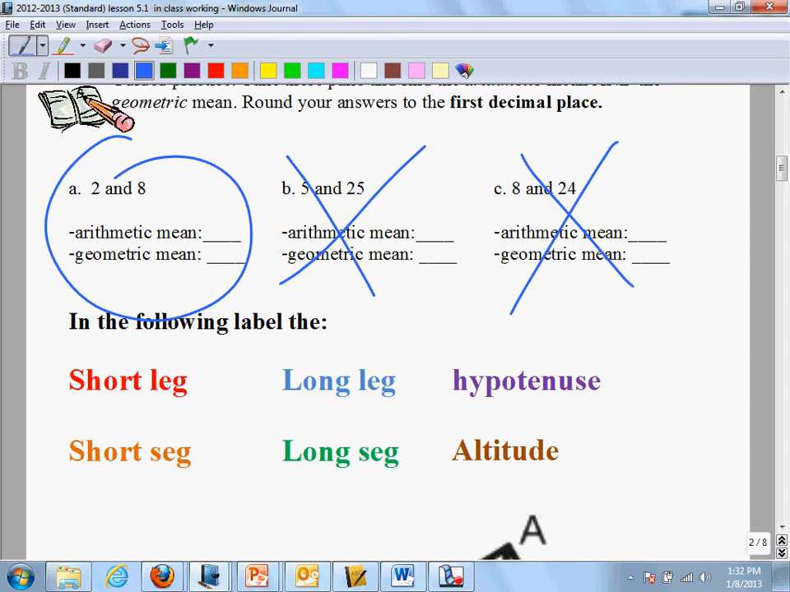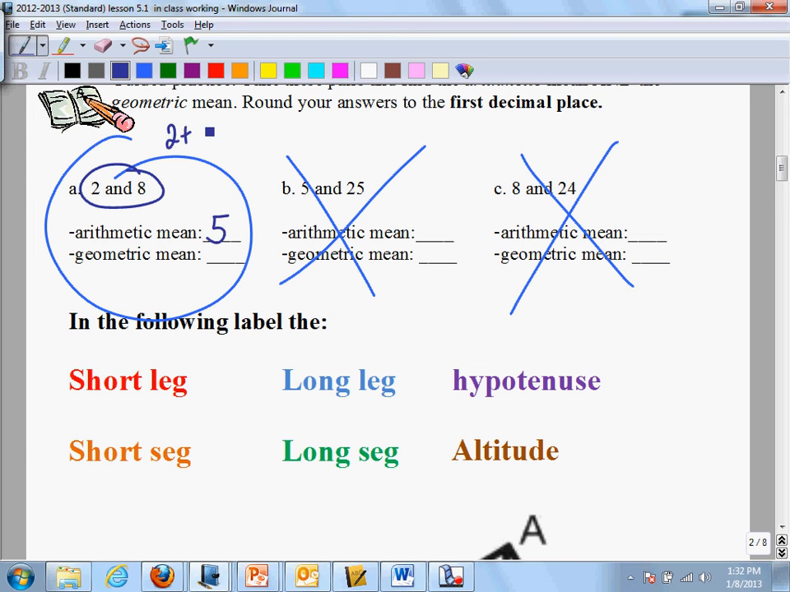Alrighty. Arithmetic mean, you add, divide. Geometric mean, you multiply and square root. Ready? Tim, what's the arithmetic mean of 2 and 8, please? Okay, so we're going to add these. Could you add 2 plus 8, please? That, and then divide. Okay, that's 5.